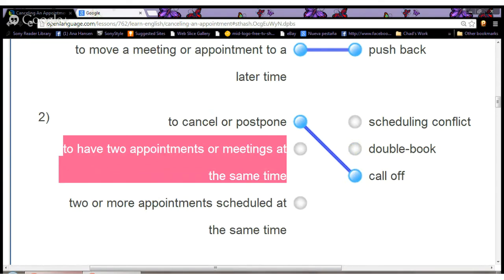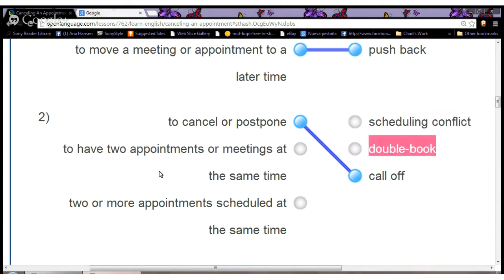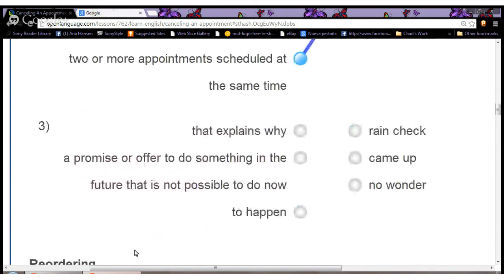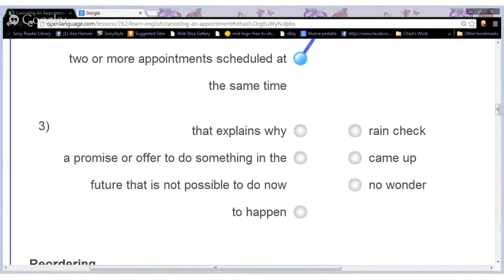Scheduling conflict. Now, the difference between these two is going to be the verb and a noun. So here, because it starts off with to have, it would be double book. And scheduling conflict is pretty much the same thing, but it would be a noun here. Very slight difference. That's why it was difficult for me to put my head around. I was like, man, why do we have two words that mean exactly the same thing?